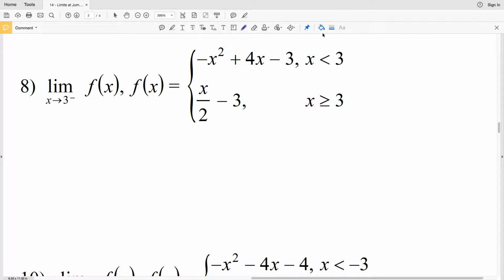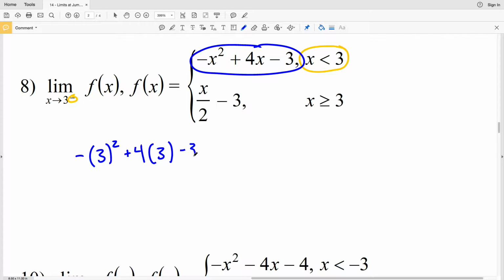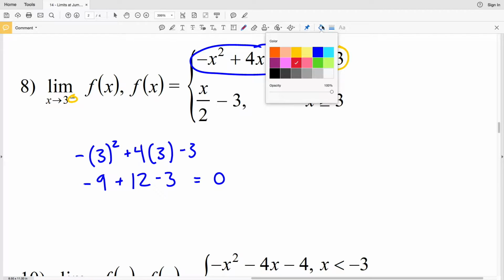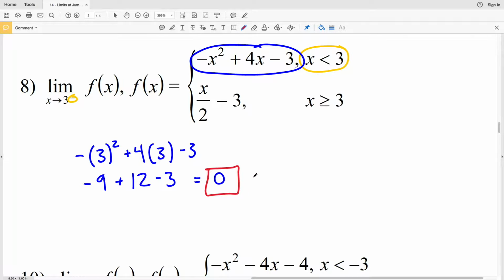Number 8, we're looking at the limit of f of x as x approaches positive 3 from the left. So again, we're going to be using this first part where x values are less than 3. We're going to be using negative x squared plus 4x minus 3 as the equation for our function. So we're going to plug in 3 for the values of x. So negative 3 squared plus 4 times 3 minus 3. 3 squared is 9, so we'll have negative 9 plus 4 times 3 is 12 minus 3. Negative 9 plus 12 is a positive 3, and then when we subtract 3, we'll get 0 as our solution. So 0 is the limit of f of x as x approaches 3 from the negative direction.